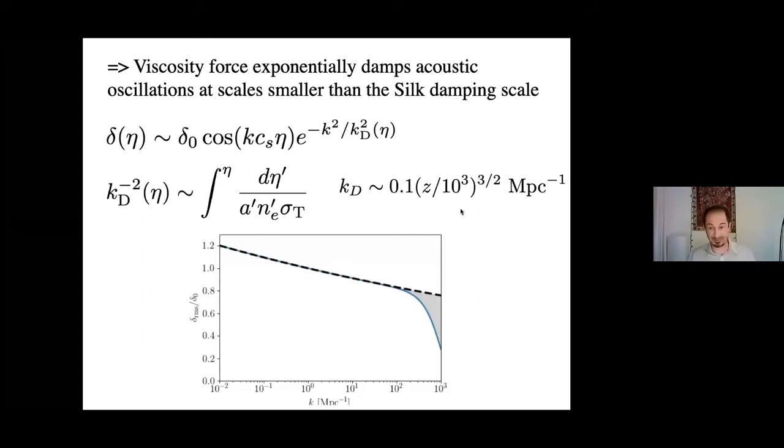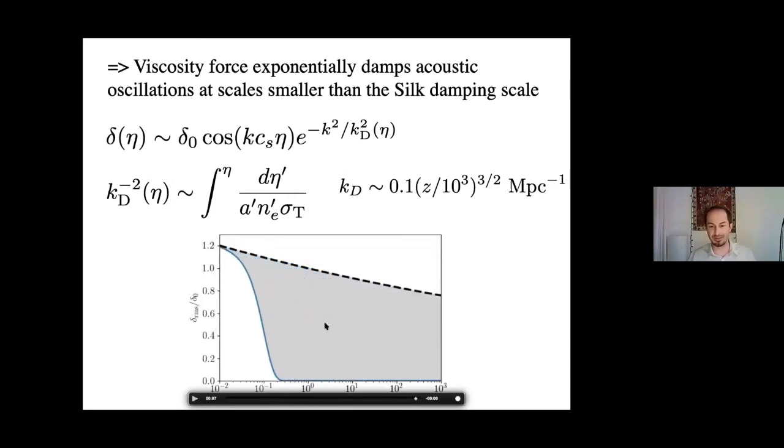In terms of numbers, this is something like 0.1 inverse megaparsecs at a redshift of 1,000. So, as I said, this viscosity damps these acoustic oscillations exponentially at small enough scales. If we start here with an almost scale invariant power spectrum, where I've taken a power spectrum that goes as k to the minus 0.04, which is what is actually observed in the CMB, then as time goes on, the RMS density fluctuation, in this schematic representation, is exponentially damped beyond the Silk damping scale. The Silk damping scale is about k of 0.1, which corresponds to a multipole l of about 1,000 at the time of last scattering, which explains why you have this exponential damping of the CMB power spectrum.